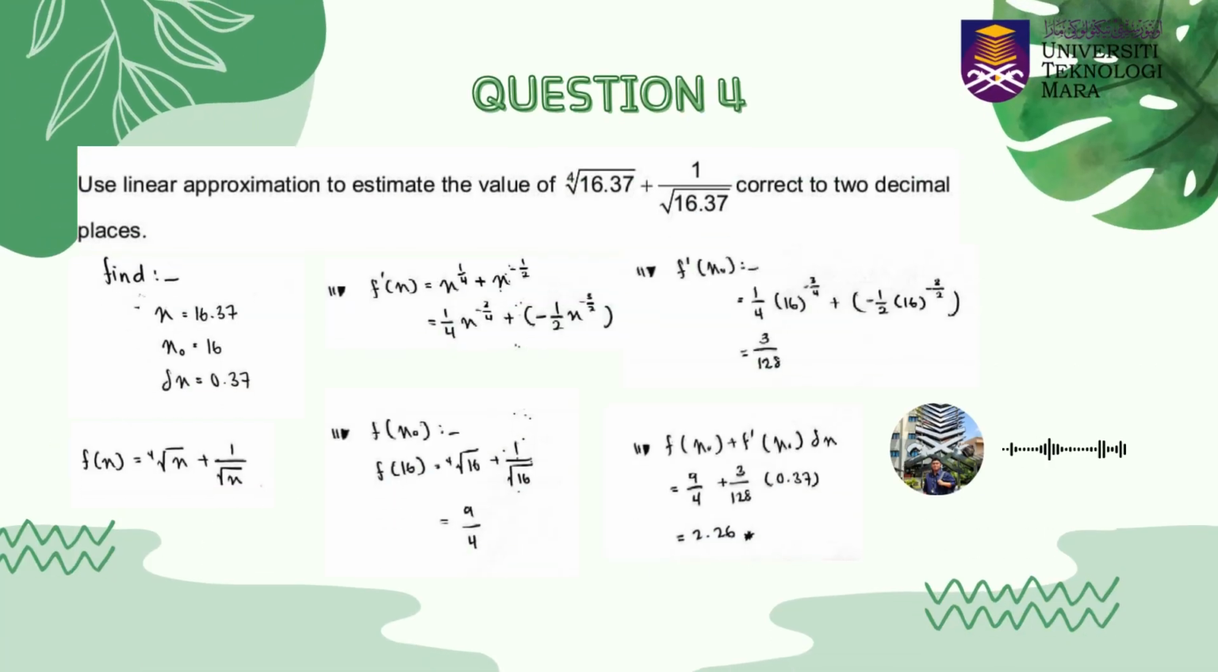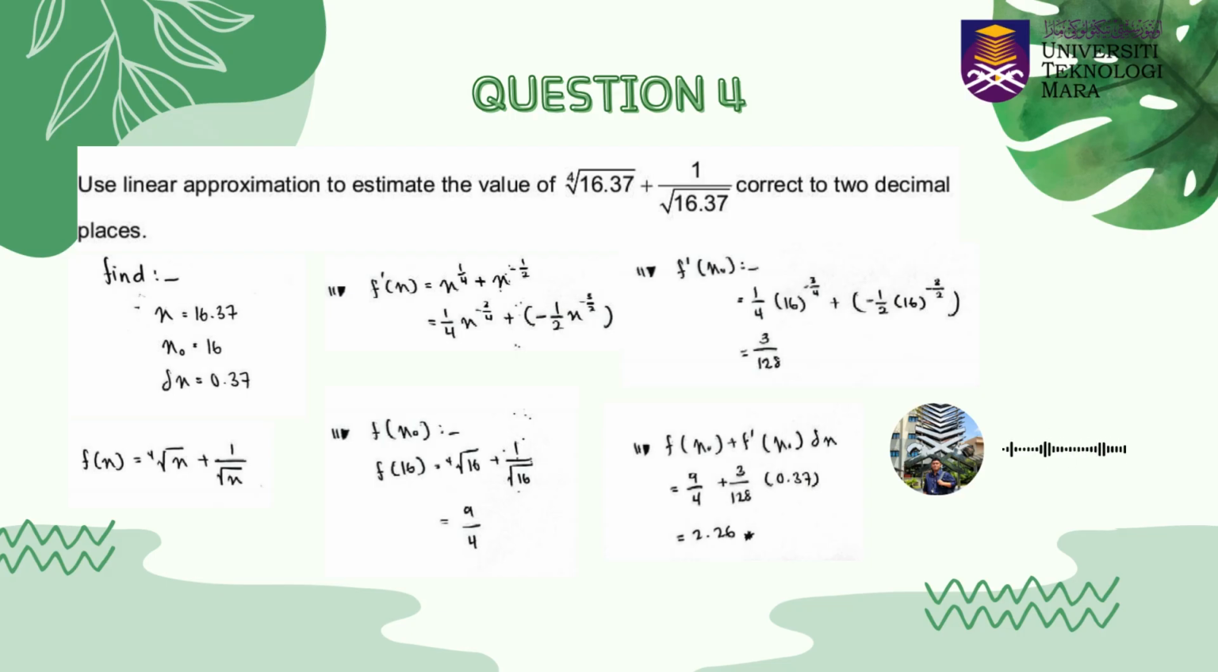Next, we go to question 4, which is to use linear approximation to estimate the value of the fourth root of 16.37 plus 1 over the square root of 16.37, correct to two decimal places. First, we need to find x, which is 16.37, x naught, which is 16, and delta x is 0.37.